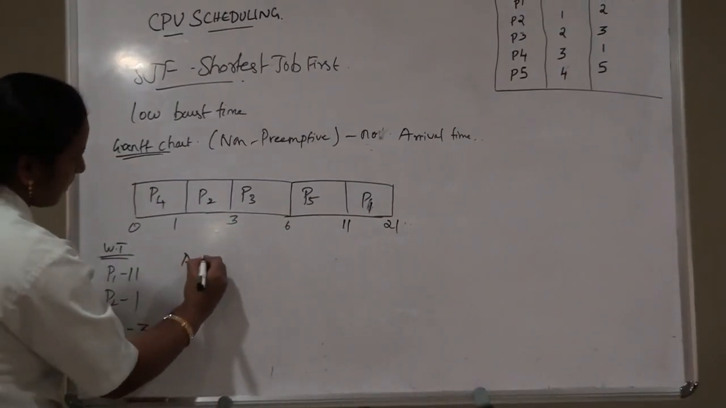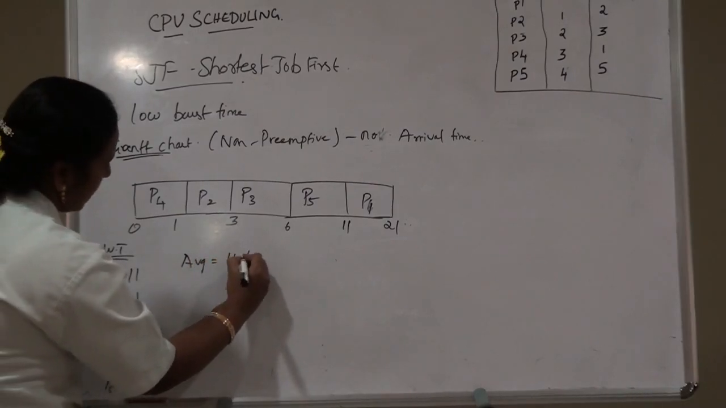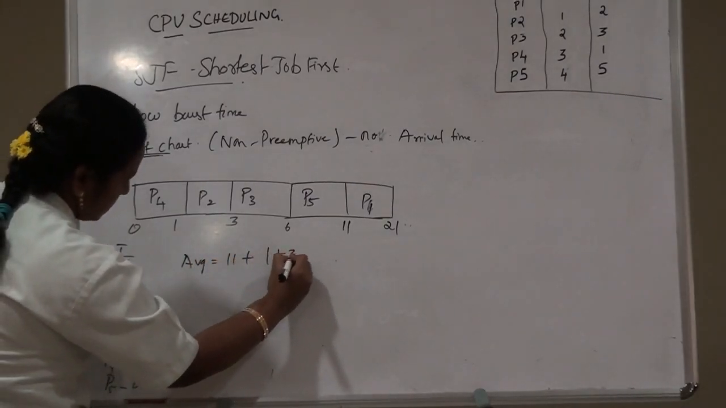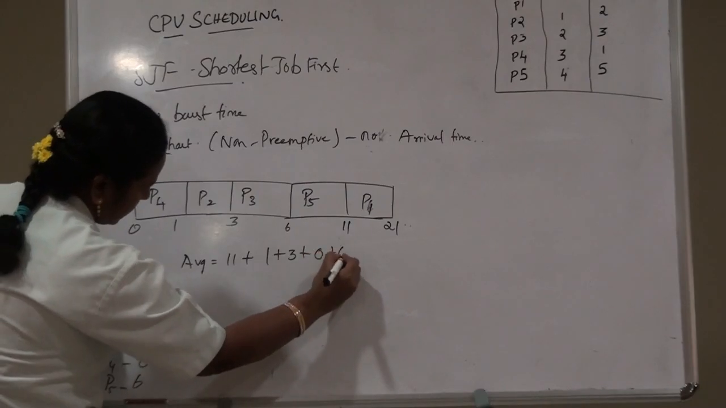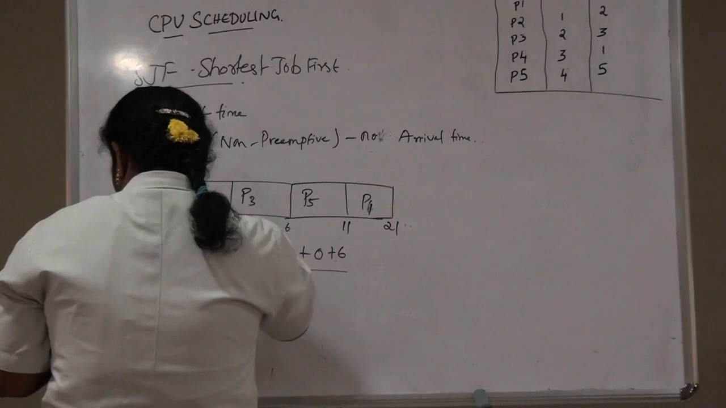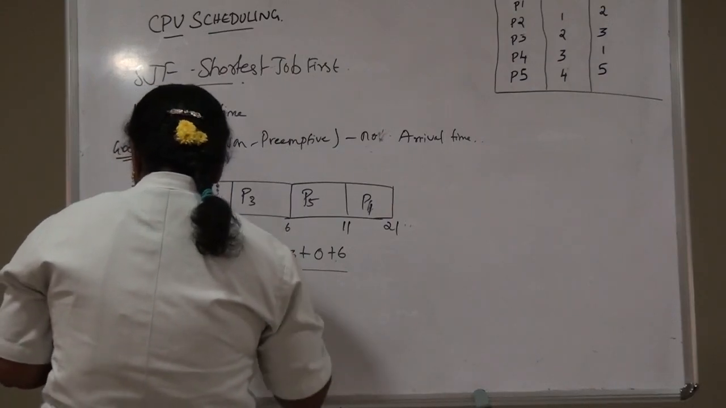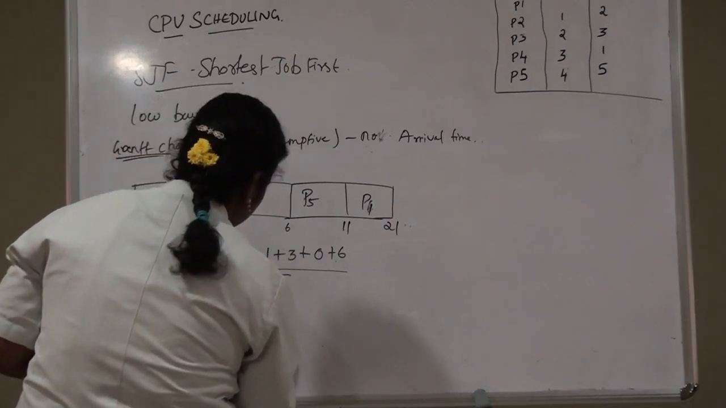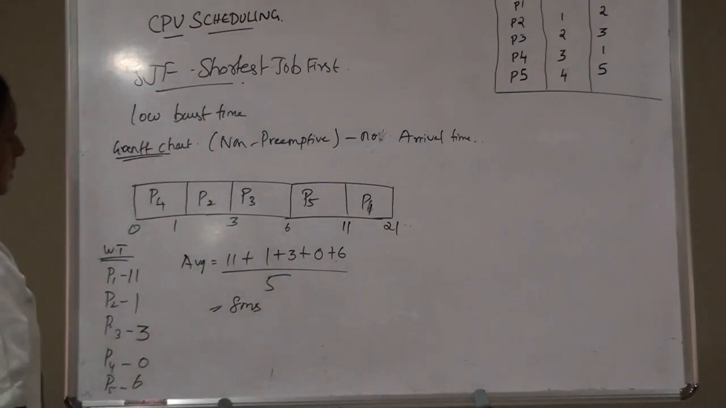So what will be the average? The average is 11 plus 1 plus 3 plus 0 plus 6 divided by 5. So here you will be getting the answer as 8 milliseconds when you add and divide.